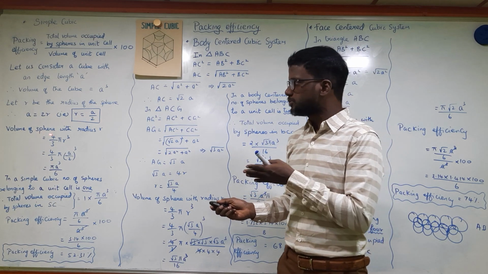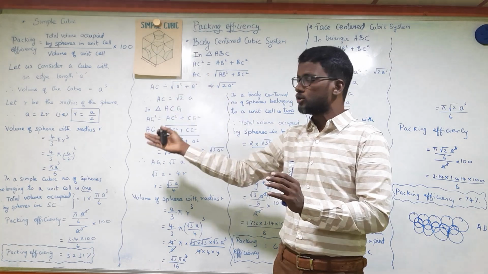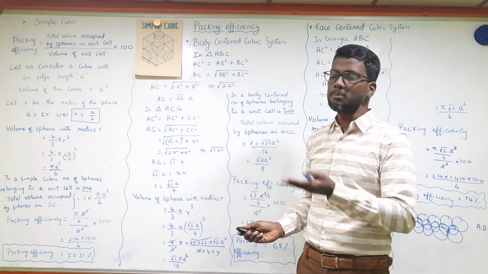Next, volume of sphere with radius R. Now we are going to talk about volume of sphere. That is unit cell first. Now we will talk about volume of sphere. So the formula for volume of sphere is 4 by 3 pi R cube.